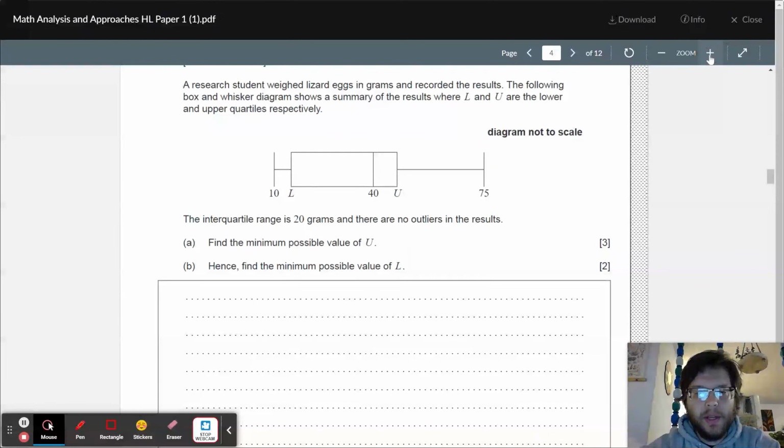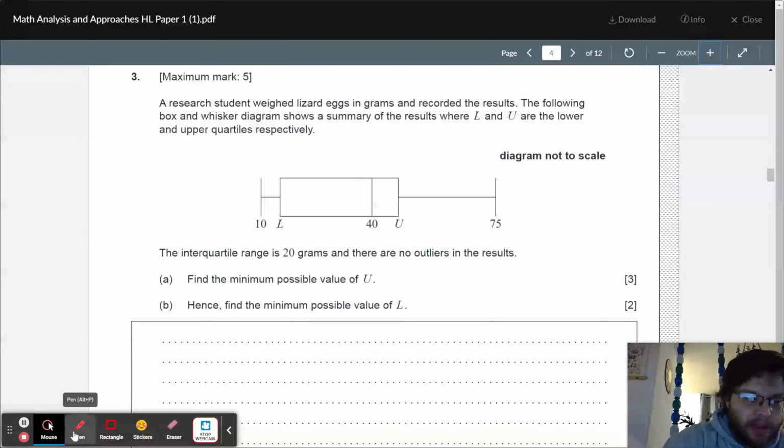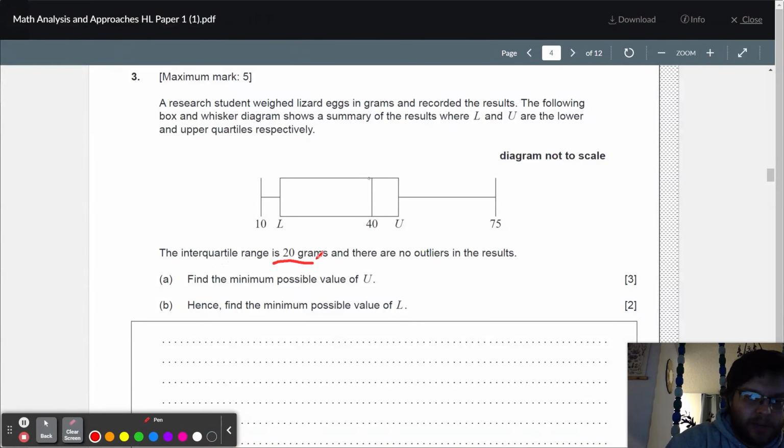Okay, so what we know is we're talking about lizard eggs, apparently, and we have a box and whisker diagram with the quartiles. And we're told that the interquartile range is 20 grams. So what I know is that U minus L has to be 20. And we also know that there are no outliers in the results.